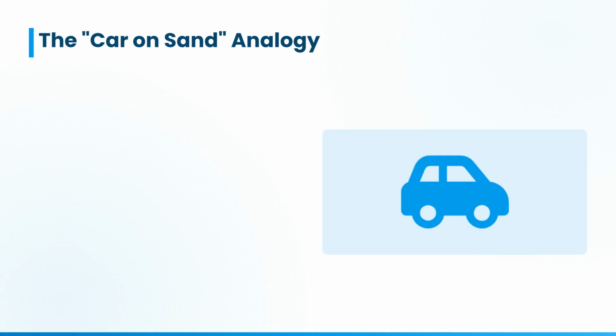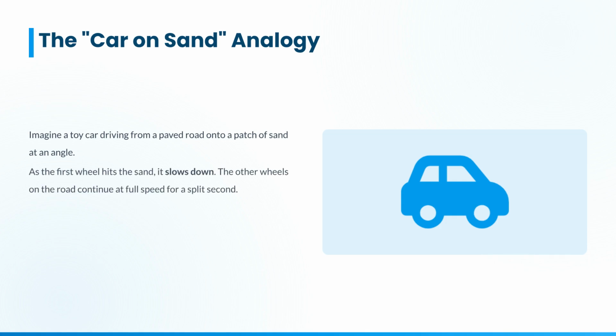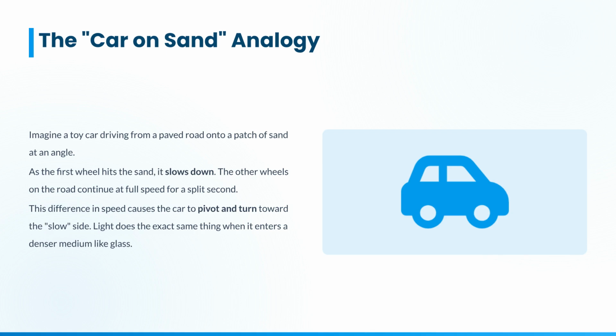You can visualize this with the car on sand analogy. Imagine a car driving from a paved road onto sand at an angle. The wheel that hits the sand first slows down, causing the car to pivot toward the slower side. Light behaves in a similar way.